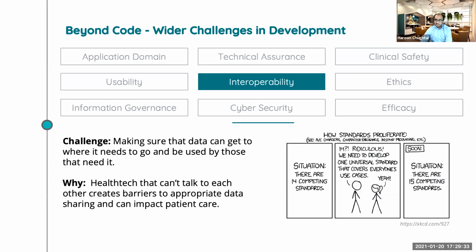There's also the question of moving data around. If the data can't go to where it needs to go and be used by those people who need to use it, you've essentially created a siloed system that can't inform the rest of a patient's care. It creates barriers, which again can impact care, as well as mean that your software can't really be used to its full potential.